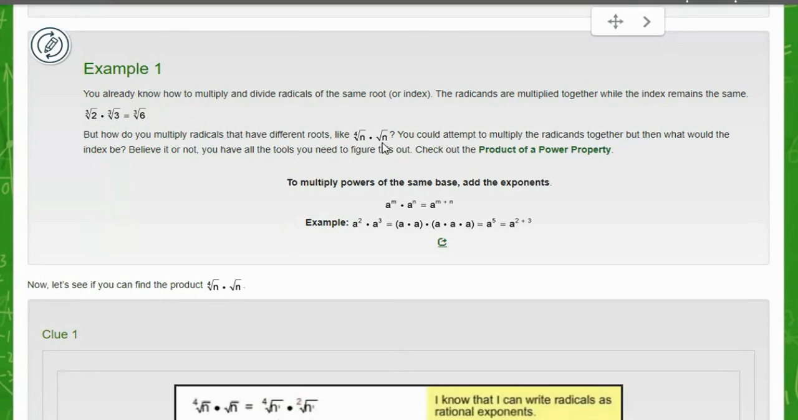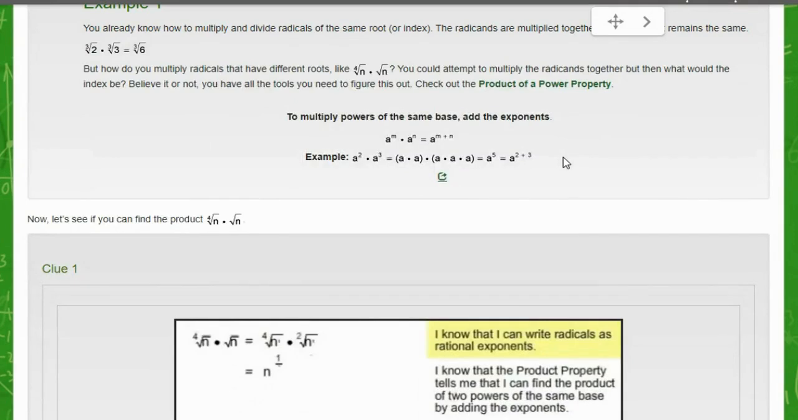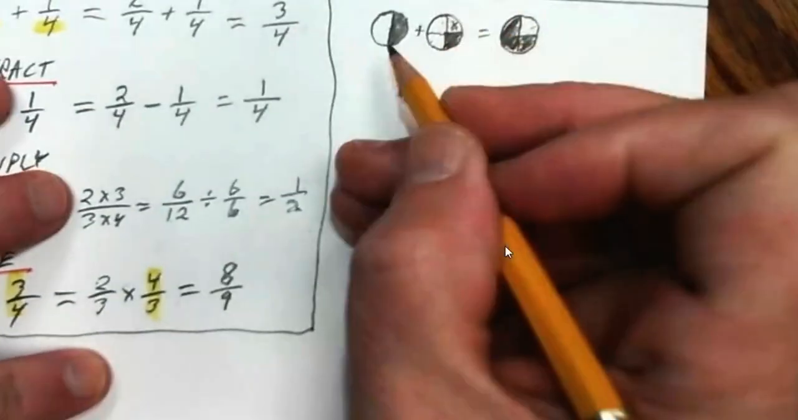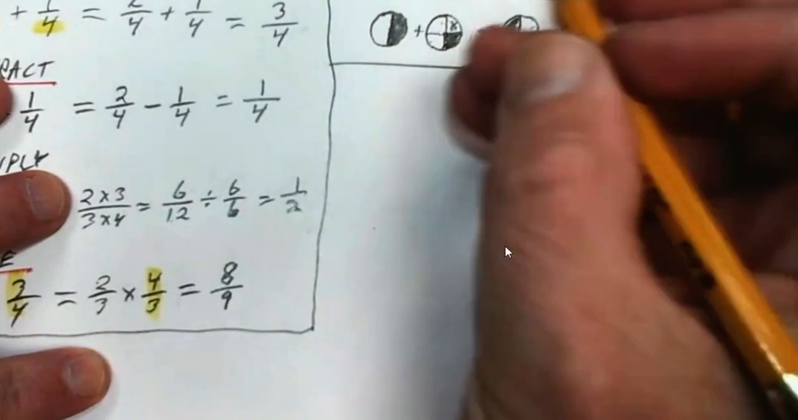The fourth root of n times the square root of n. That's a fourth root, that's a square root of n. We can't say it's the fourth root of n squared. We can't say it's the square root of n squared because it's different. So there's some other properties we need to review. So let's get our notes back out and look up the properties of exponents.